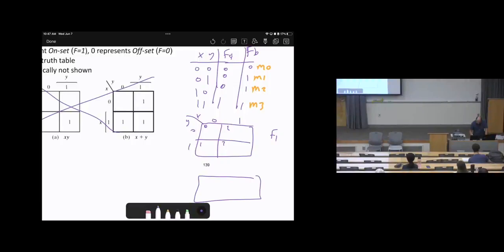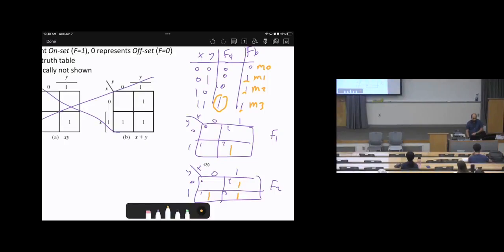For f2, I'm going to plot the same. This is y, this is x. This is 0, 1, 0, 1. So here is 0, 1, 2, 3. This is f2. Now look at the location of 1s. In f1, the location of 1 is only at m3. So we will put 1 at m3. In f2, the 1s are located at 1, 2, 3. So here is 1, 2, 3. Okay?